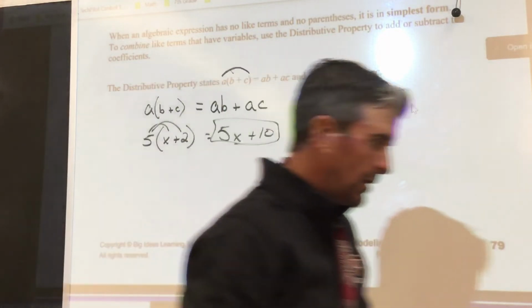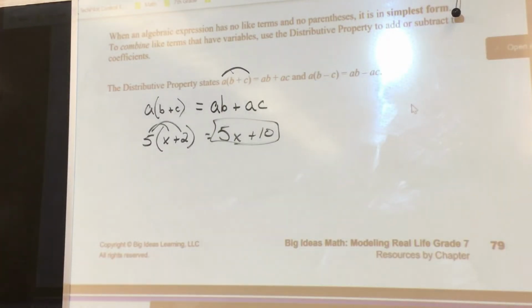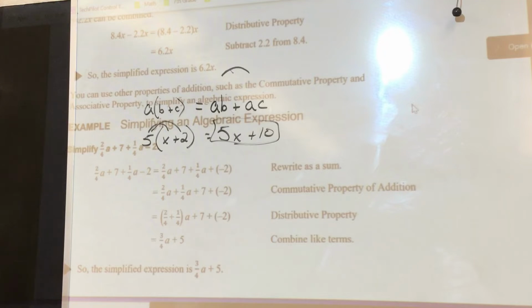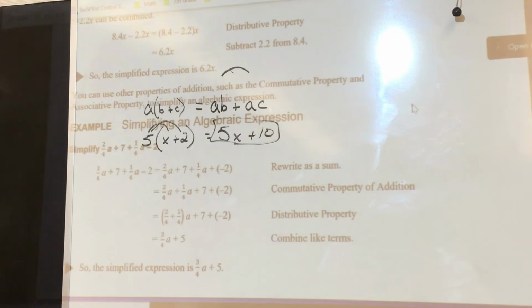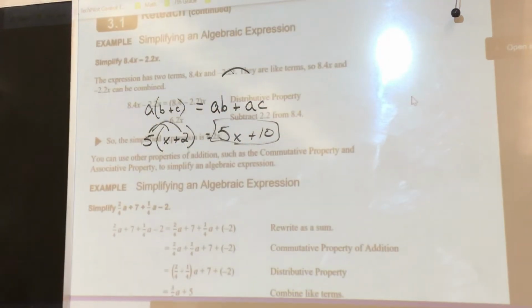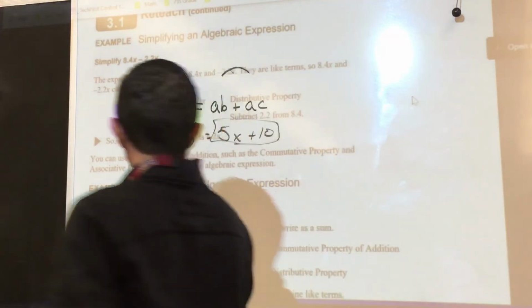Okay. I want you to go to page 80 on the back side of this. Here we teach. Now, with the back side of we teach, we're going to do a couple examples together.